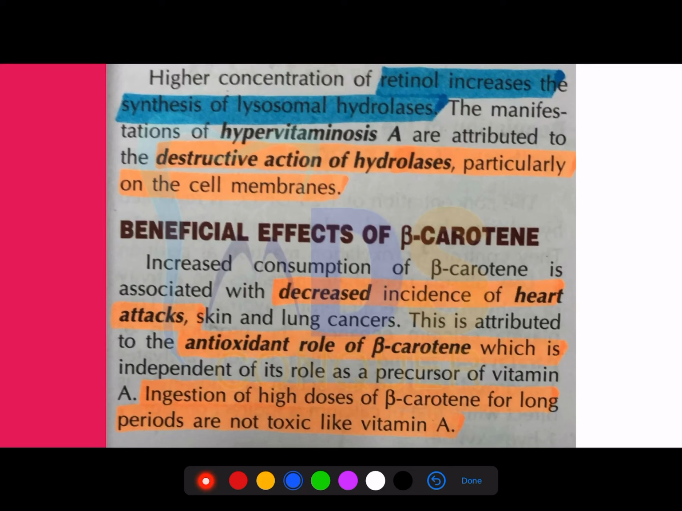High concentration of retinol increases synthesis of lysosomal hydrolase. And you can make a note that an excess of vitamin A can lead to diseases related to the lysosome cell organelle. Two vitamins which can be seen as hypervitaminosis are A and D. Please make a note about the antioxidant properties. Antioxidant vitamins are A, C, and E. Most antioxidant properties are seen in the case of E.